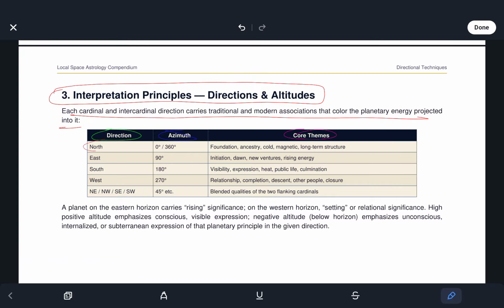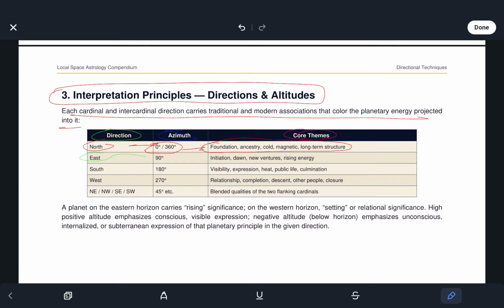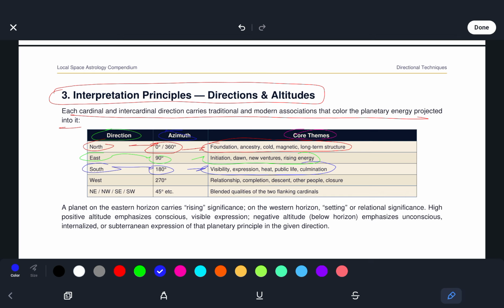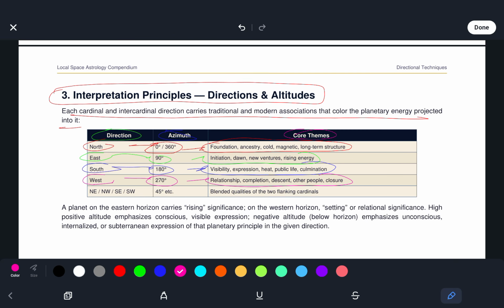North, 0 degrees, 360 degrees azimuth: foundation, ancestry, cold, magnetic, long-term structure. East, 90 degrees azimuth: initiation, dawn, new ventures, rising energy. South, 180 degrees azimuth: visibility, expression, heat, life, culmination. West is 270 degrees: relationship, completion, descent, other people, closure.